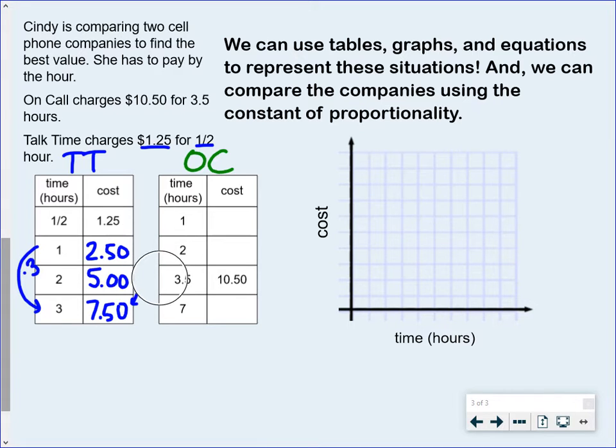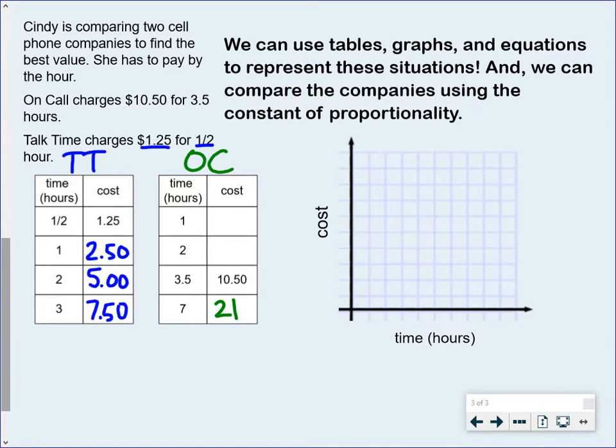For on call, here I did this a little bit differently. When I saw the 3.5, it was a little harder for me to figure out a calculation to get down to the 1 hour. So I started by actually scaling up in order to get a whole number. I know that 3.5 times 2 equals 7. So let's also multiply the $10.50 times 2. $10.50 times 2 is 21. Now I have a whole number to work with.